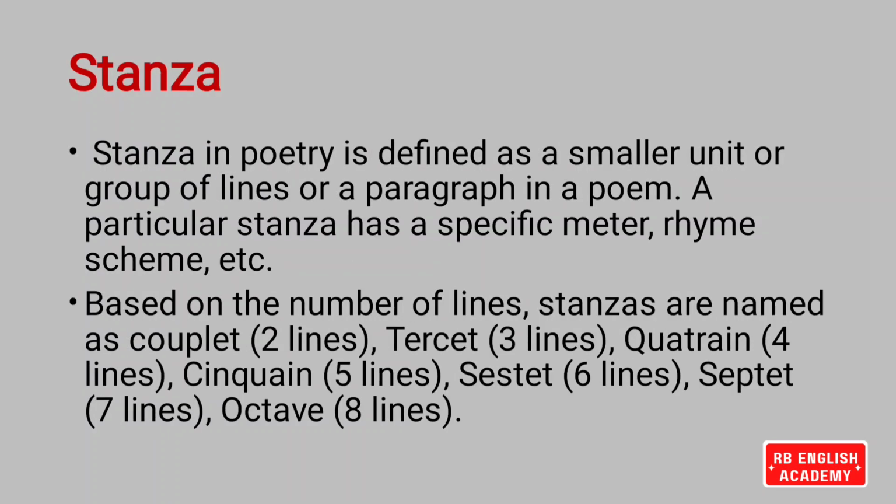And the next one is stanza. Stanza in poetry is defined as a smaller unit or group of lines, or a paragraph in a poem. While writing a prose piece, we call it a paragraph. But in poetry, we call it a stanza. A particular stanza has a specific meter, rhyme scheme, etc. Based on the number of lines, stanzas are named as couplet, 2 lines; tercet, 3 lines; quatrain, 4 lines; cinquain, 5 lines; sestet, 6 lines; septet, 7 lines; and octave, 8 lines.